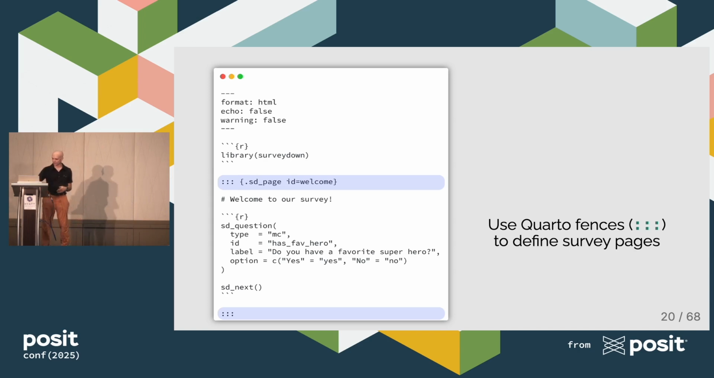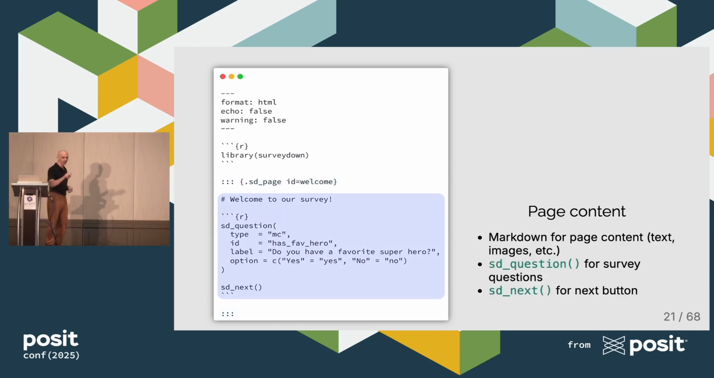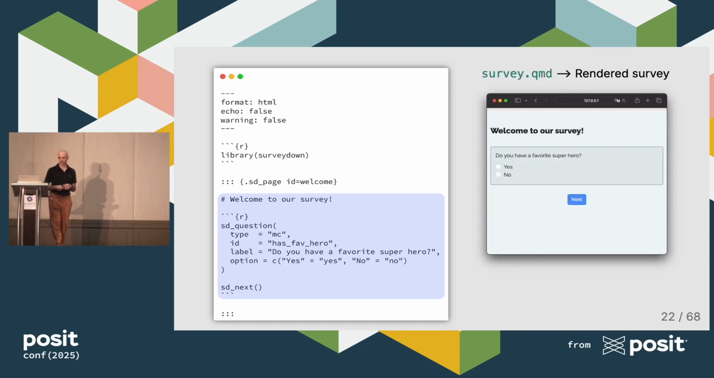So for this little survey, we're going to put that welcome message with a header level 1. That's the little hashtag. And then we have a code chunk where we're defining survey questions and a next button. All right, so that stuff that's highlighted right there, that's what you're seeing in this rendered page on the right. So that is the gist of how we define surveys using surveydown.